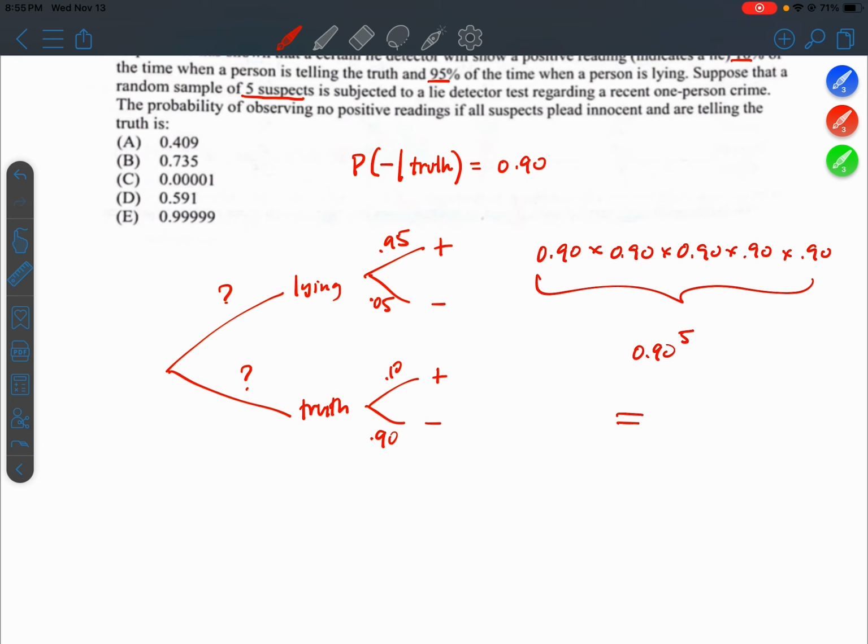which is 0.590. Okay, well, that's pretty close to D, so I would choose D.